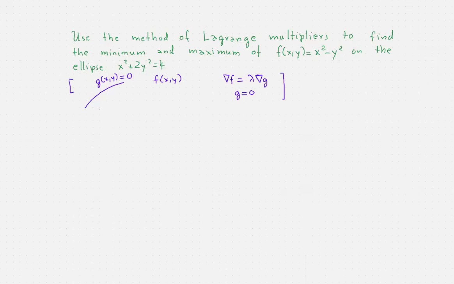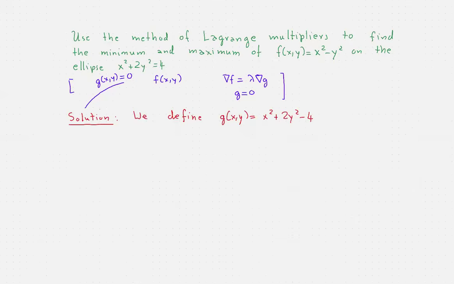So we need to define a function that gives the underlying constraint. So we define g of x y to be equal to x squared plus 2y squared minus 4. So we bring all the quantities on the left of the equation. And then we consider the system. The gradient of f equals lambda times the gradient of g, and g equals 0.